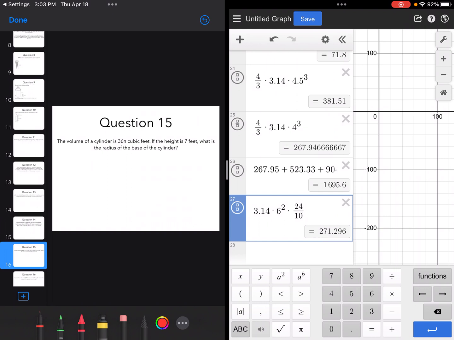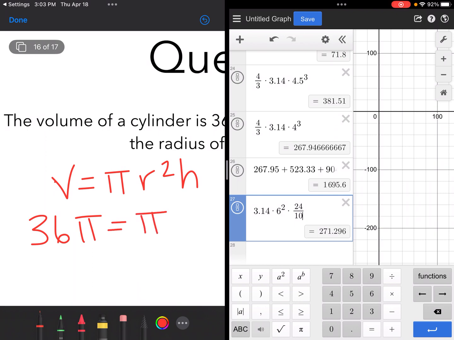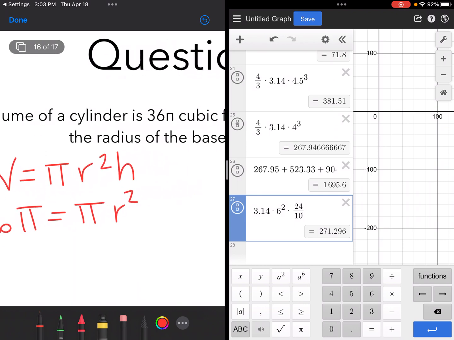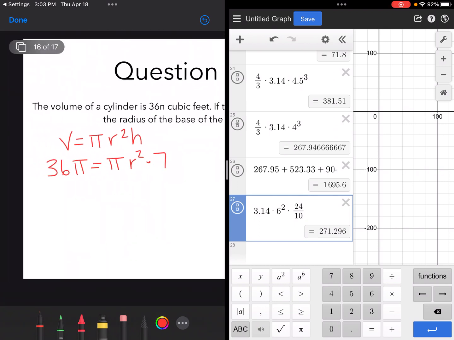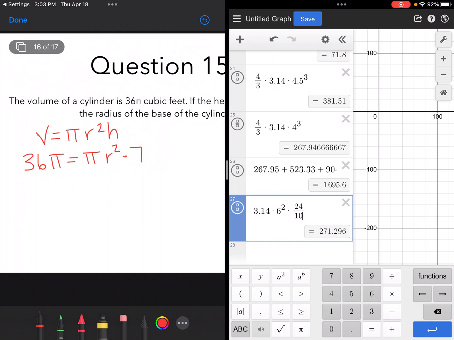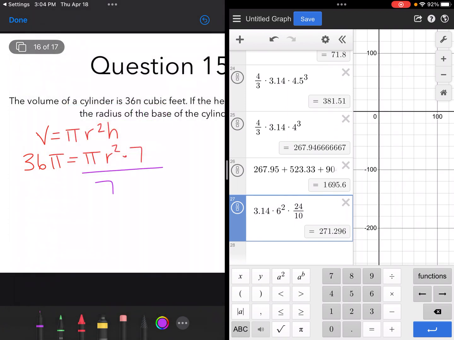Volume of a cylinder is 36 pi cubic feet. The height is 7. What is the radius of the base? So I've got volume equals pi radius squared h, and the volume is 36 pi. So I have pi, and then we don't know the radius, but we know the height is 7. So the first thing I'm going to do is get rid of the pi on each side. So I'm going to divide by 7 pi.